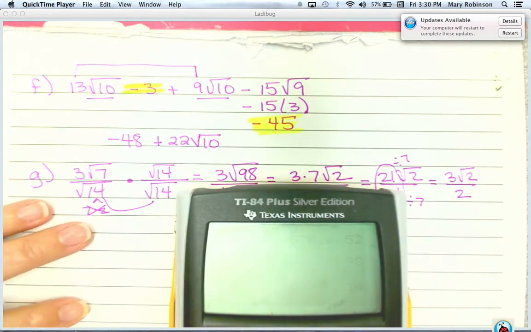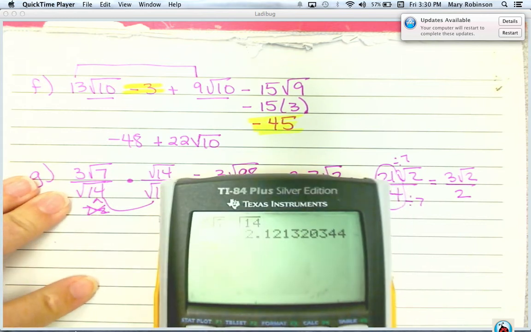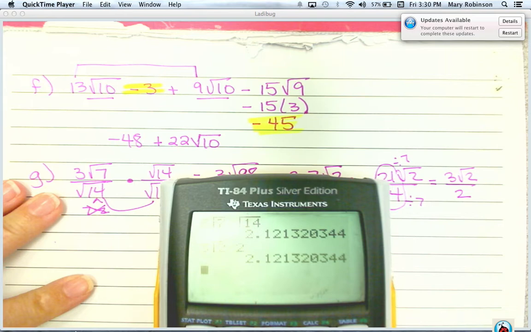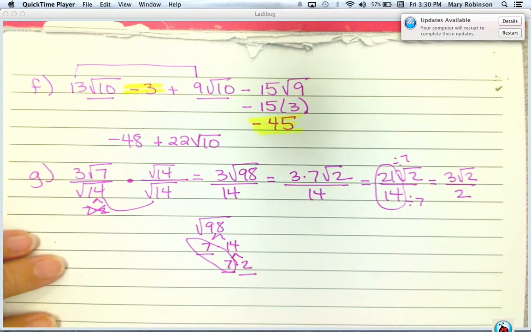So in my calculator, when we type this in, if we type in 3 square roots of 7 divided by the square root of 14, and then type in our answer, 3 square roots of 2 divided by 2, our answers match. So we should feel good about our answer there.